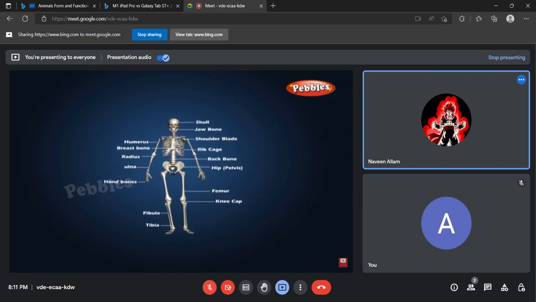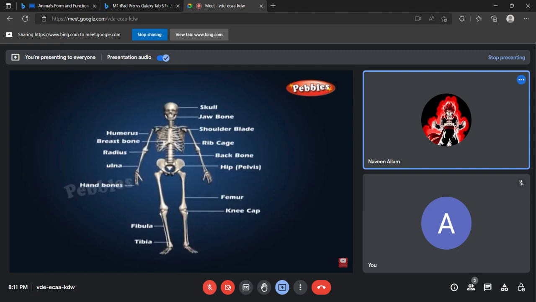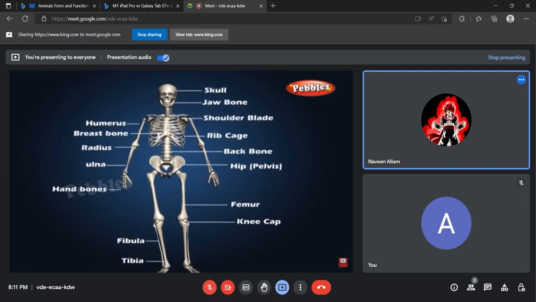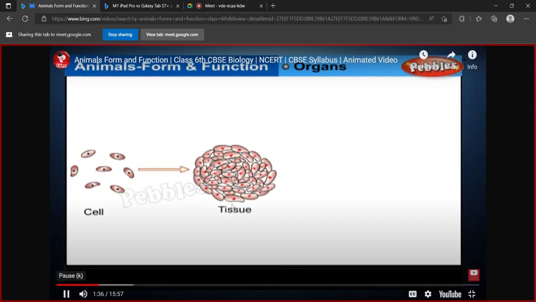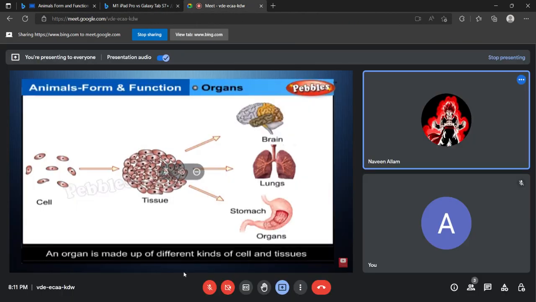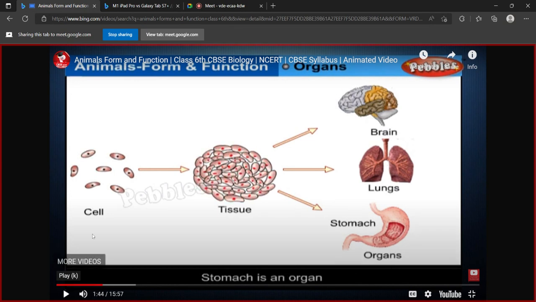The skeleton of an adult is made up of 206 bones. A child has many more bones, but as he grows into an adult, many of them fuse together. Organs. Our body is made up of a number of organs. An organ is made up of different kinds of cell and tissues. Your stomach is an organ.